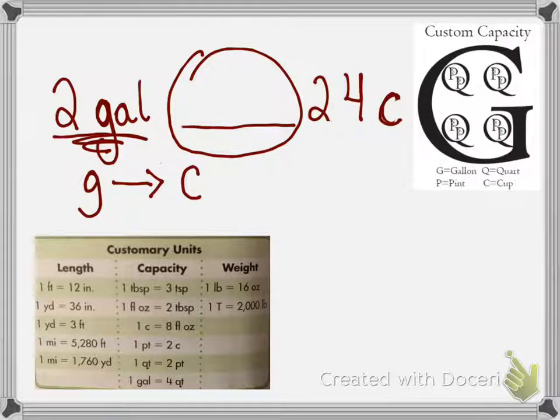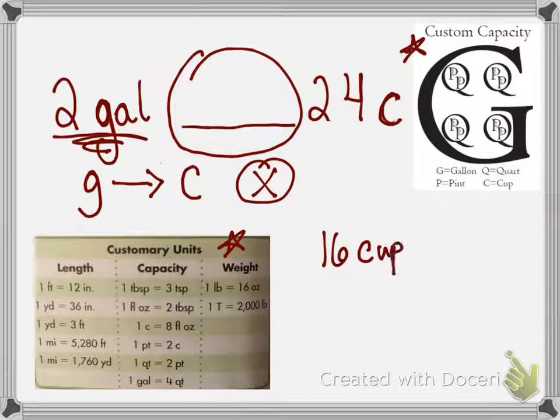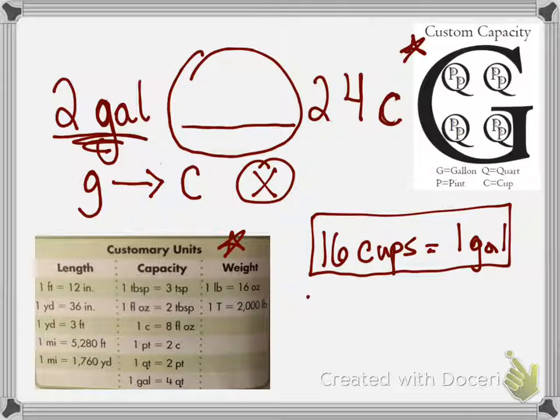We are going to multiply. Bigger to small, multiply. So we need to refer back to our chart here. And we know that 16 cups equal 1 gallon. So we need to multiply. We need to take 16 and multiply it with 2. And we get 32 cups.